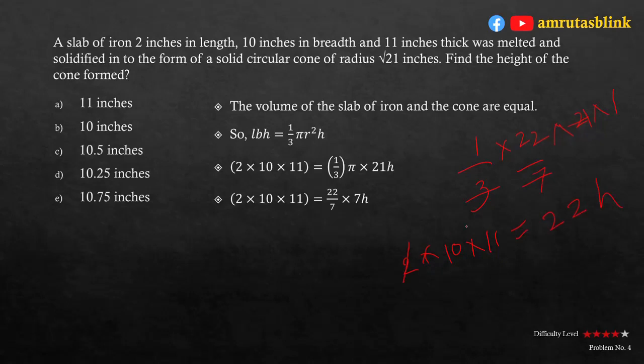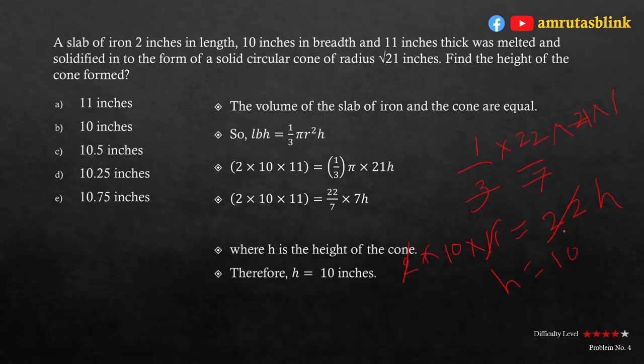22h. Now this 2 into 11 and this 22 also get cancelled, and we can simply get h is equal to 10 centimeter, and this h is the height of the cone formed, and hence the height of the cone formed is equal to 10 inches, which is answer option B.